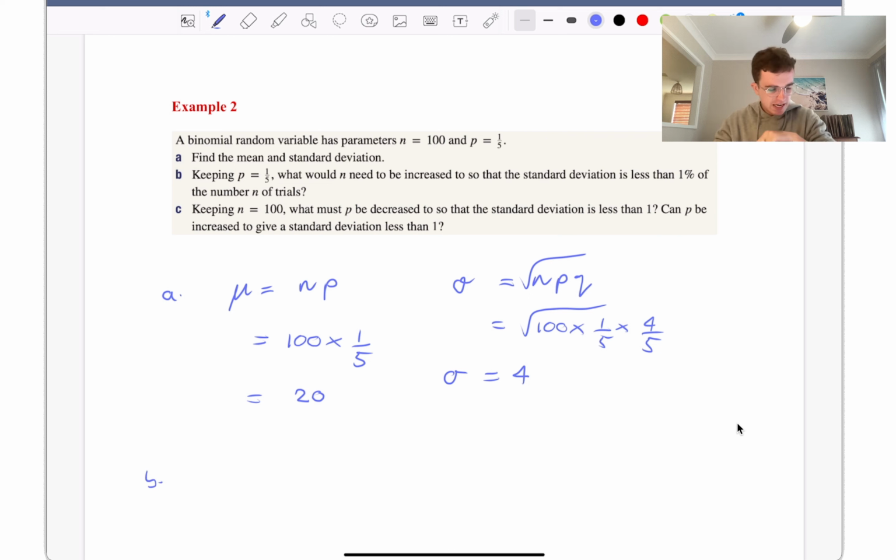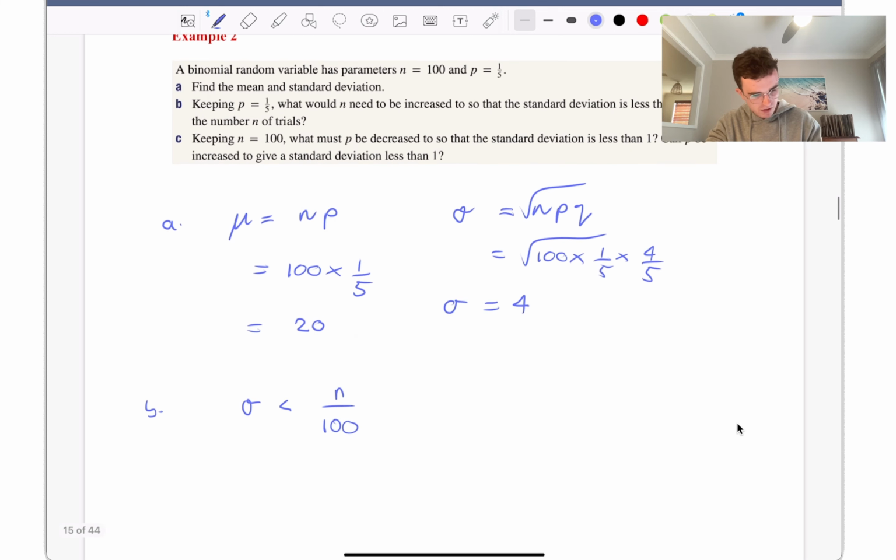Part B says, keeping the probability of success at 1/5, what would n need to be increased to so that the standard deviation is less than 1% of the number of trials? Let's read that again, that was a bit funny. What would n need to be increased to so that the standard deviation is less than 1% of the number of trials?